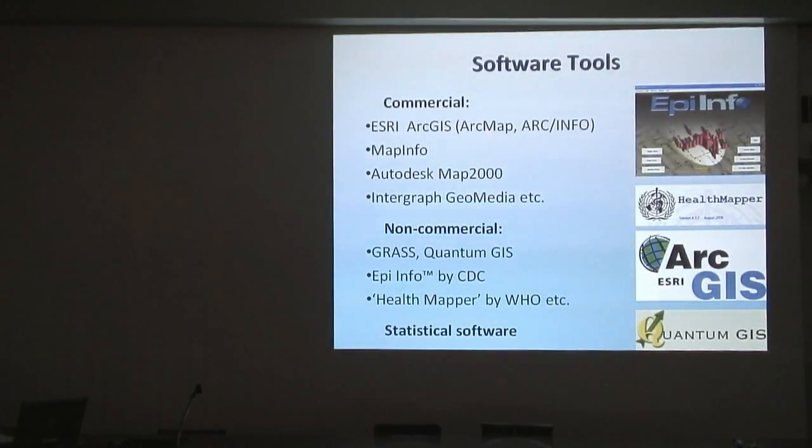Maybe you have heard about MapInfo, Autodesk Map 2000, and so on. There are several dozens of commercial software, but it's possible to find non-commercial software. It's free, but it's very powerful as well. For example, GRASS project, it's an open source project. Quantum GIS project, it runs on different operating systems, Mac OS X or Linux or Microsoft Windows.